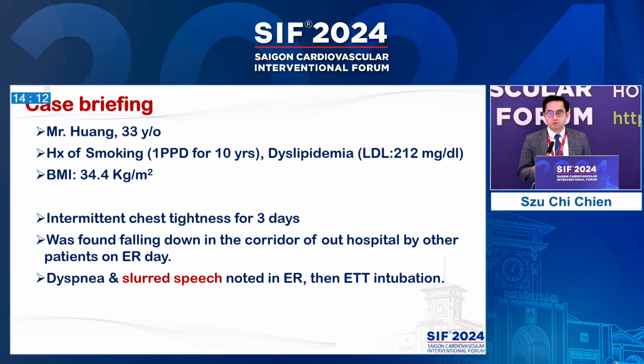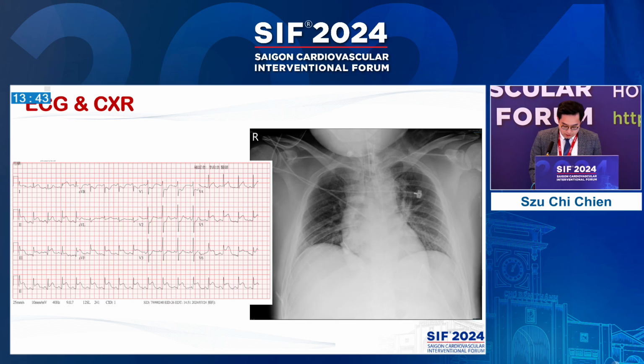But on that day, he felt the chest tightness exaggerated. So he drove by himself to our hospital and was found falling down in the corridor by other patients. He was sent to our ER with dyspnea and slurred speech. We can see the ECG and X-ray. You can see ST elevation in leads 2, 3, aVF, and V5, V6. There was no severe pulmonary edema, but because of the dyspnea symptoms, he was intubated in the ER.